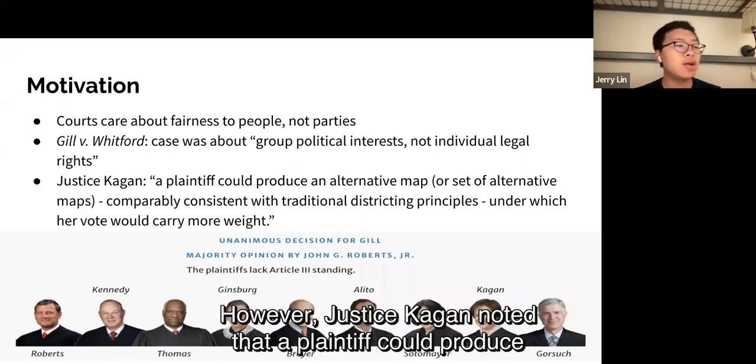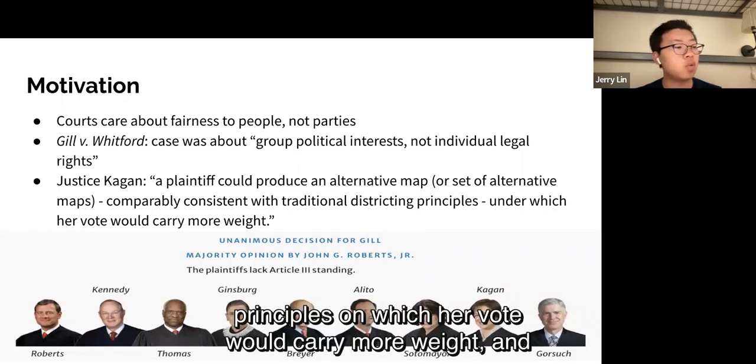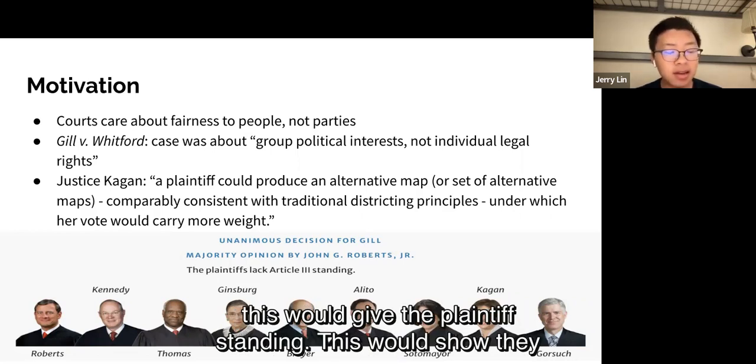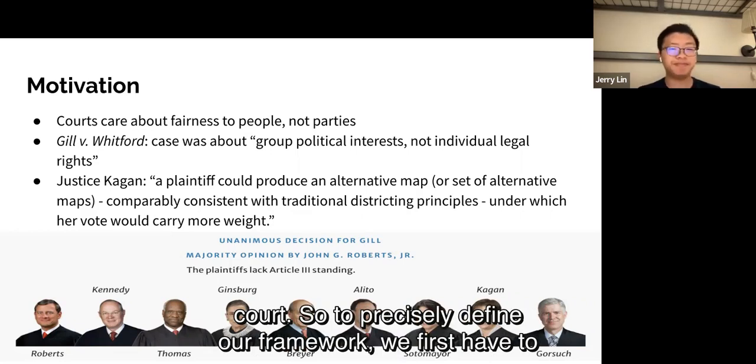However, Justice Kagan noted that a plaintiff could produce an alternative map consistent with traditional districting principles, under which her vote would carry more weight. And this would give the plaintiff standing. This would show they had been harmed and could thus successfully bring a claim to court.